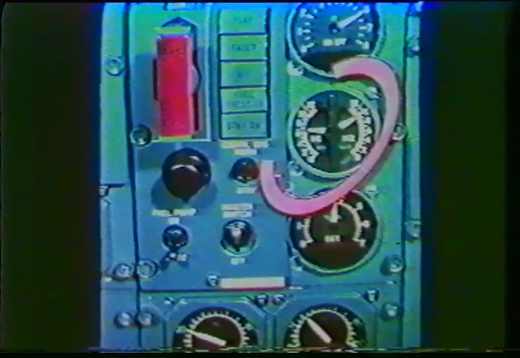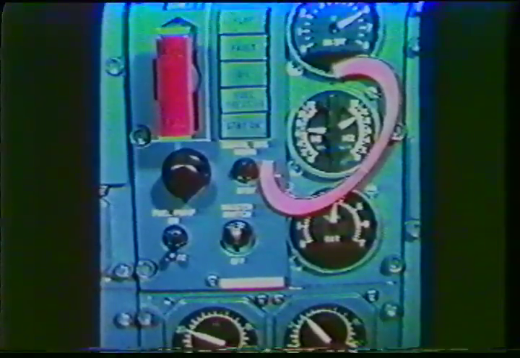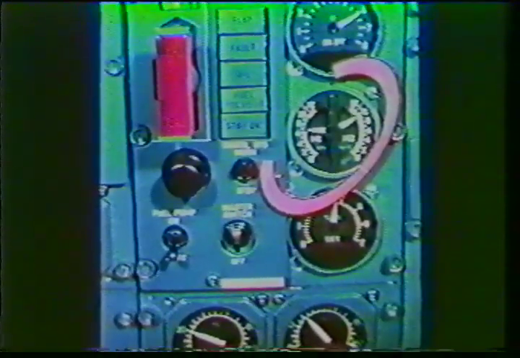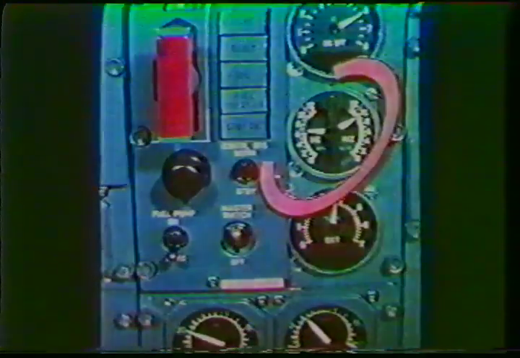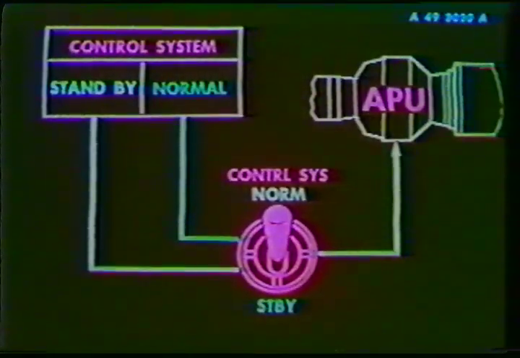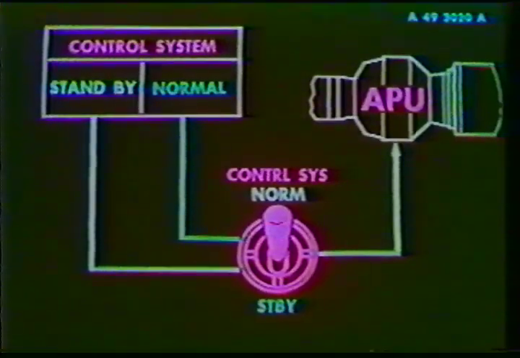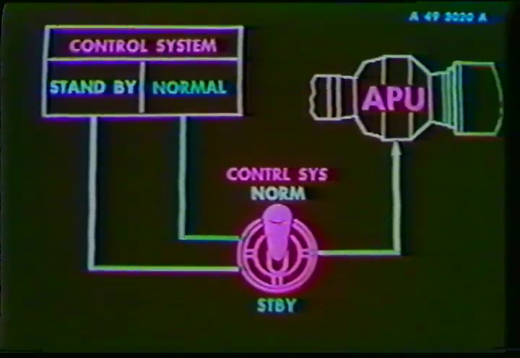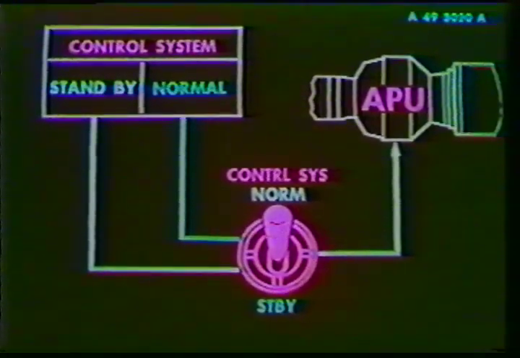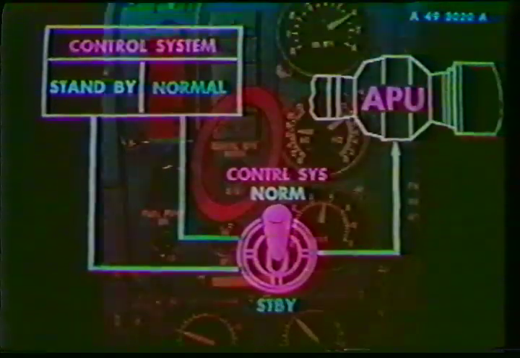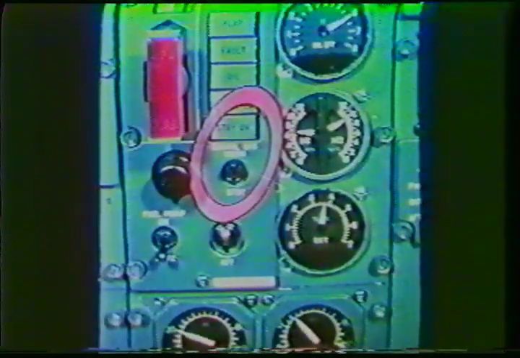The APU is a turbo motor equipped with a dual rotor. Each rotor, or shaft, is independent of the other. The speed of each shaft is indicated in percentage and is displayed on the same indicator. An electronic control system assures APU control and regulation. It consists of two independent electronic units. One is the normal system, the other is the standby system. The control system switch allows selection of the control system to be used.